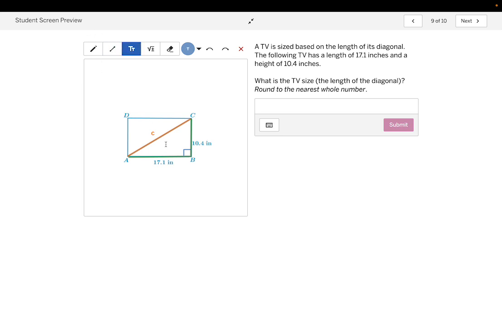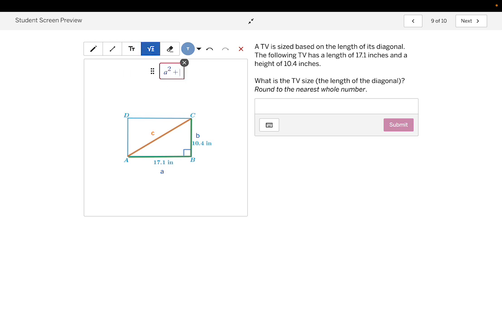And so those can be A and B. It doesn't matter which one, you can switch them or keep them the same as mine. I'm going to say A is 17.1, B is 10.4. And again, these could be switched and it won't change the final outcome. So if we want to solve for C, we have a right triangle. We know two of the three sides of the right triangle. As long as you know 2 out of 3, you can use the Pythagorean theorem.